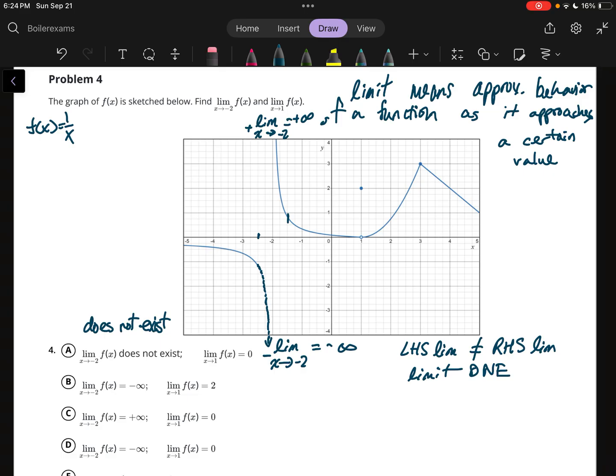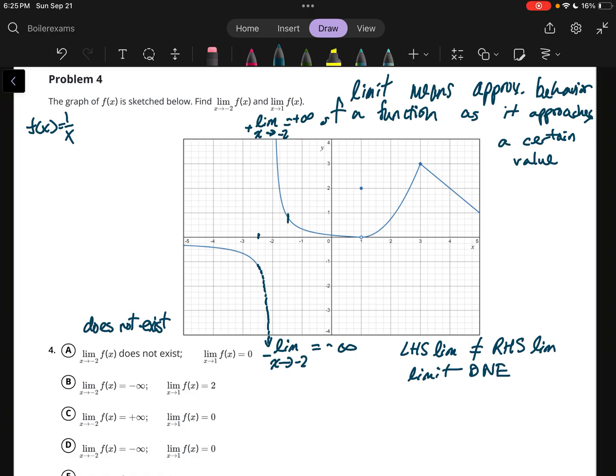Again, graphically, we can just look at it by thinking about it as, okay, on the left-hand side, the function is going negative. The right-hand side, it's going positive. So there's no possible way to describe where the function would be at -2, because it can't be positive and negative at the same time. Yeah, it can't go to negative infinity and positive infinity at the same time. It's a better way to think about it.